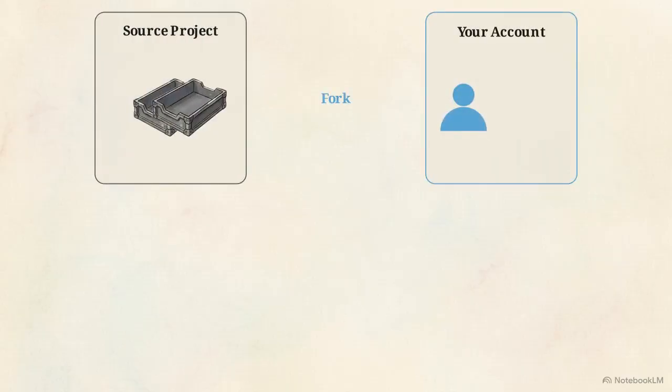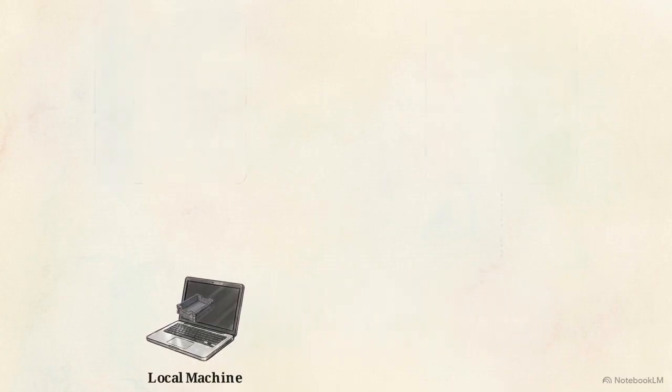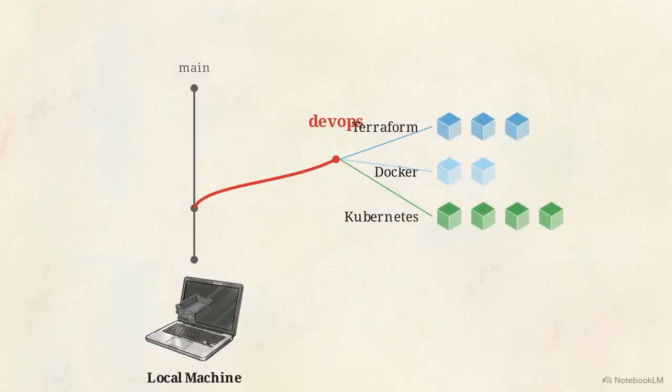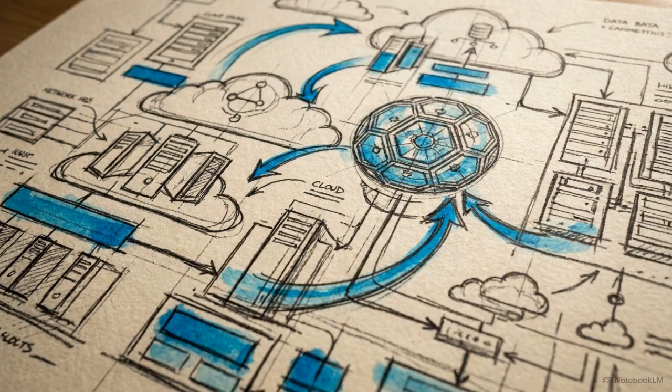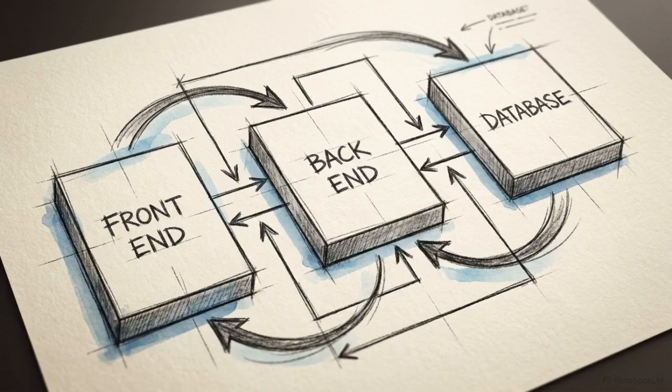First, fork the provided repository to your GitHub account and clone it to your local machine. Once cloned, switch over to the DevOps branch. This branch contains all the infrastructure code we need to get started. Starting with a complete blueprint shifts your focus. Instead of writing repetitive configuration scripts line by line, you can concentrate on mastering the macro architecture of the system.